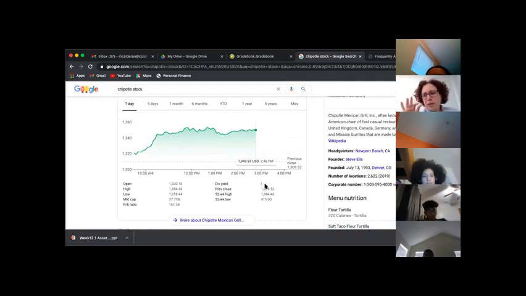So if it's blank, that means they're not paying the dividends. Although that does not mean that there are no earnings. That just means that they're not paying them to the shareholders.